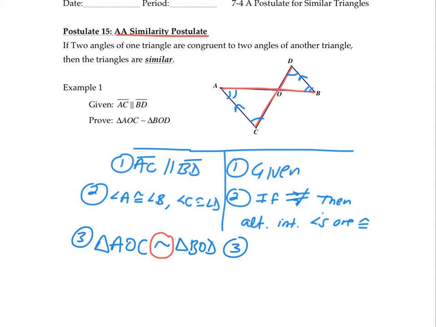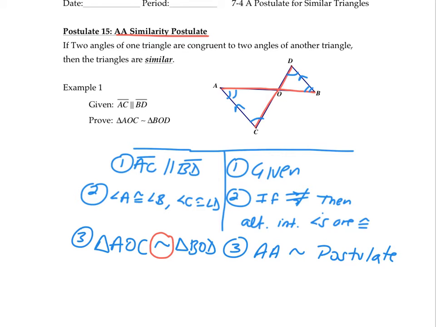Okay, to justify the fact that these triangles are similar, all you need to write for your reason in step 3 is AA similarity postulate. We're using the angle-angle similarity postulate. This is just one of our possible shortcuts. We're going to learn a few more tomorrow.